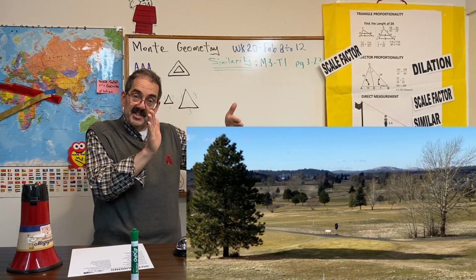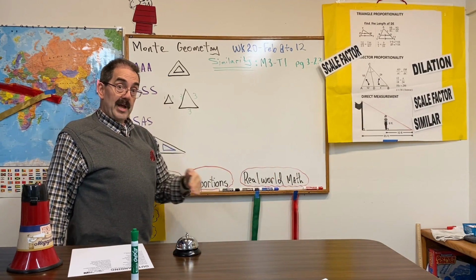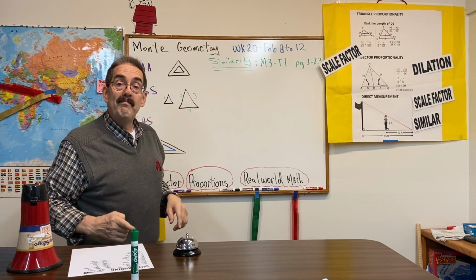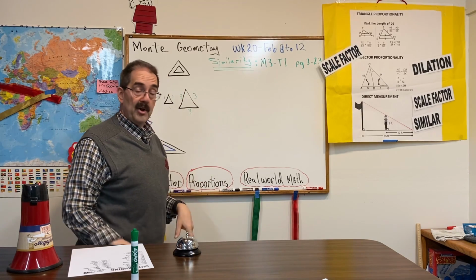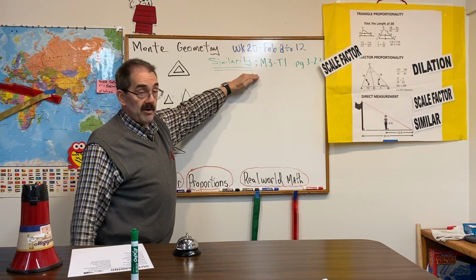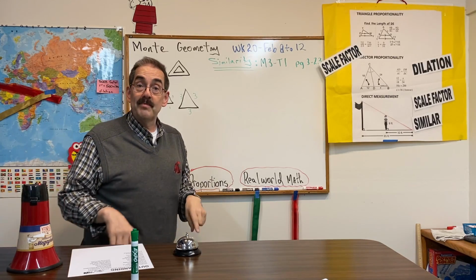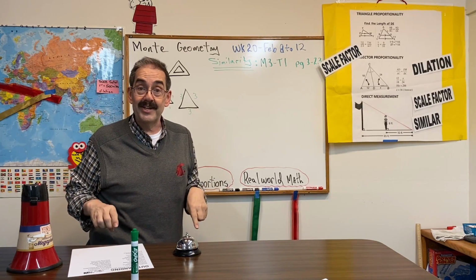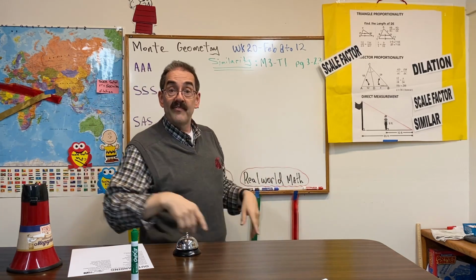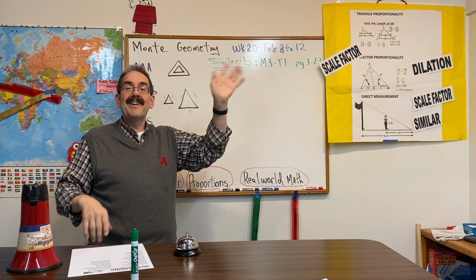I'm going to stand in such a way so that the small triangle that I create with my shadow is in relation to the big triangle and the shadow that the tree casts. Using similarity, proportions, and scale factor, we're going to be able to predict how tall that tree actually is. I'm serious. So without further ado, let's head outside, field trip time, and get some measurements, okay? See you in a minute.